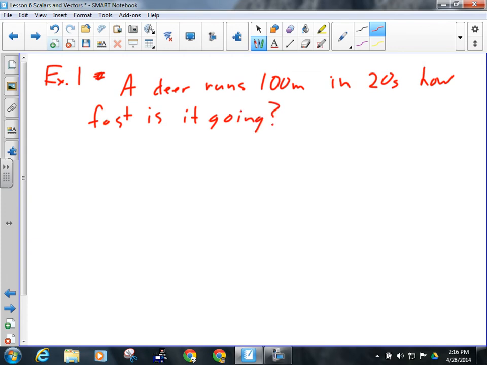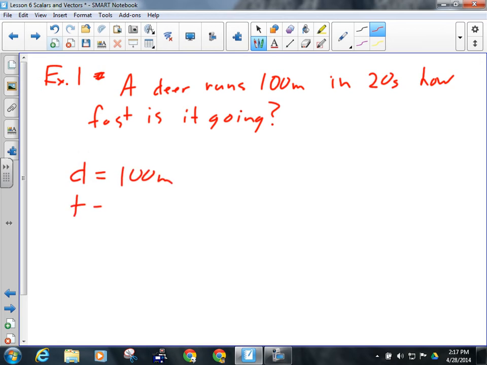All right, so when we read this question here, it says, a deer runs 100 meters in 20 seconds. How fast is it going? All right, this 100 meters, what were we given with that 100 meters? That's distance. How do I know it's distance and not displacement? Doesn't say what direction, right? Okay, it just gives me a magnitude, so I know that that's just distance, 100 meters.